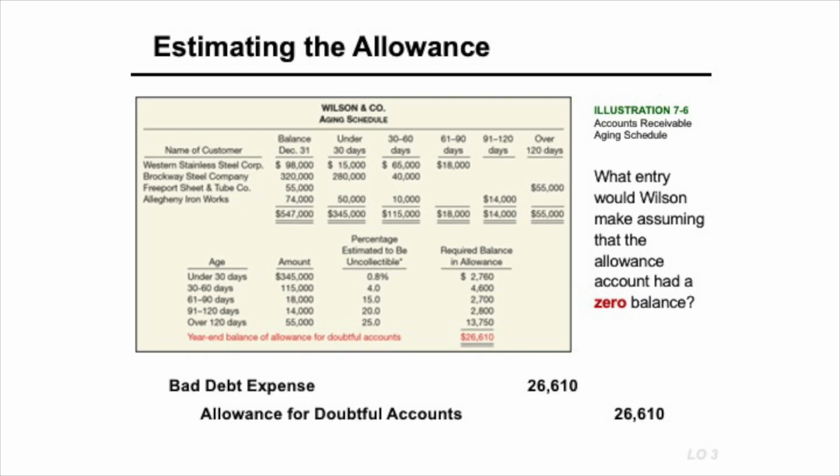Now, what entry would we need to make to record this allowance? Well, that depends on what the balance is in the allowance account. If the allowance account has a zero balance, it's pretty straightforward. We need to record bad debt expense for the period of $26,610 and record an allowance for doubtful accounts of $26,610. That's our entry. That's assuming that the allowance account has a zero balance in it.